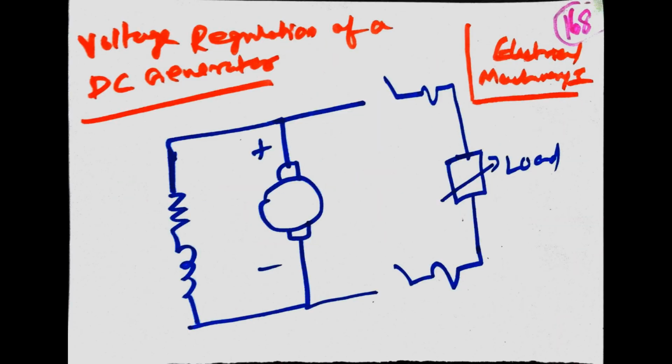Voltage regulation of a DC generator. The circuit diagram is shown in the figure. The generator is connected to a rheostatic resistance and the shunt field winding, and the load is connected in parallel. The shunt winding is connected in parallel. That is the voltage regulation circuit.